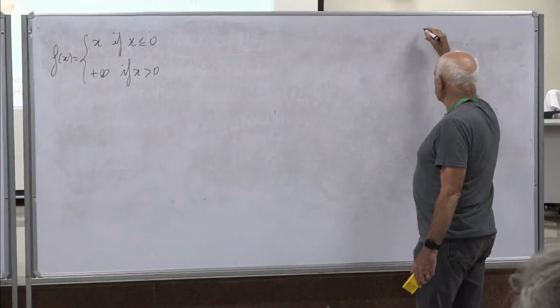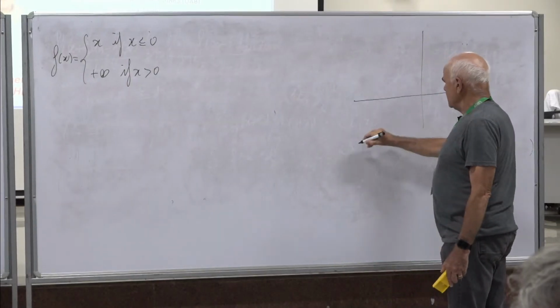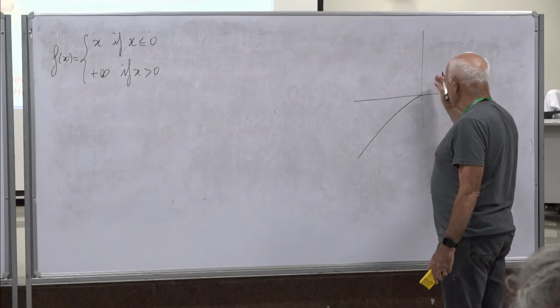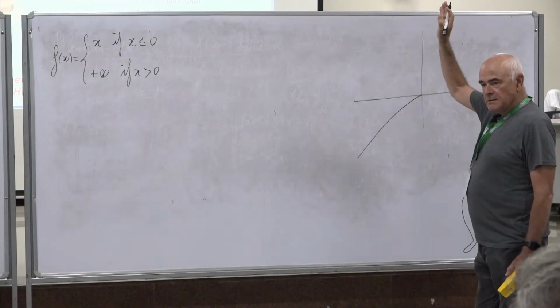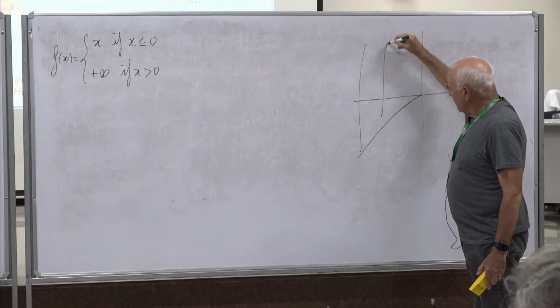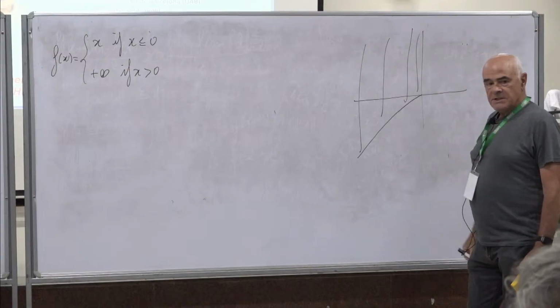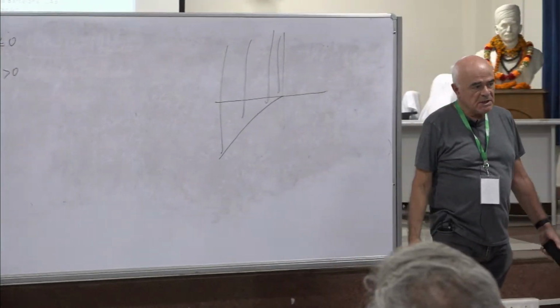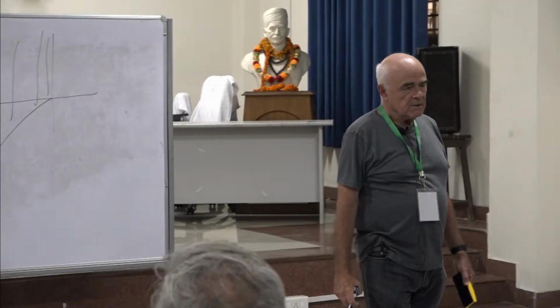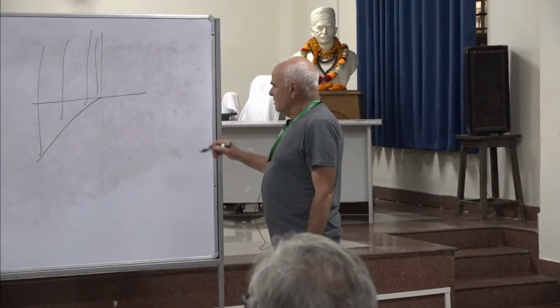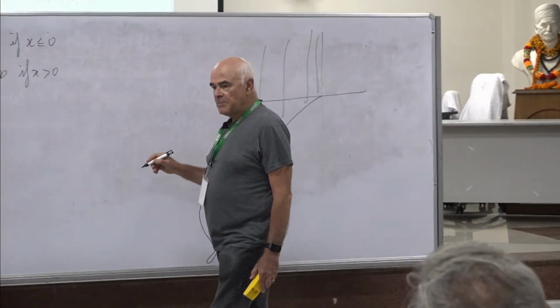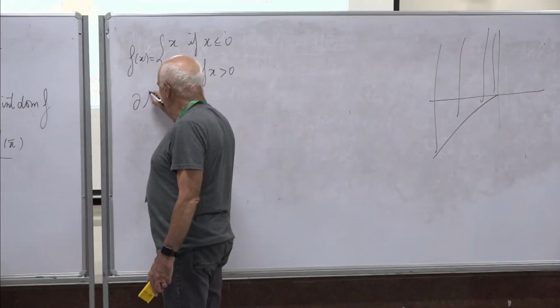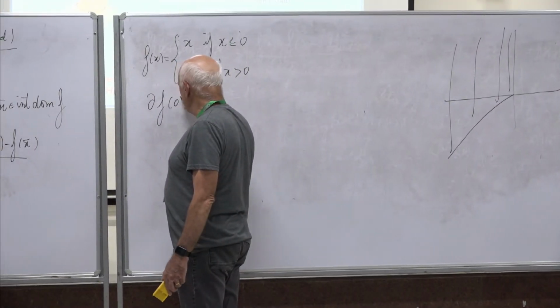Okay, this function has this graph. On the right, it's plus infinity. So the epigraph is this set, which is clearly a closed convex set. So this function is convex and lower semi-continuous. But what is the subdifferential of this function at the origin?